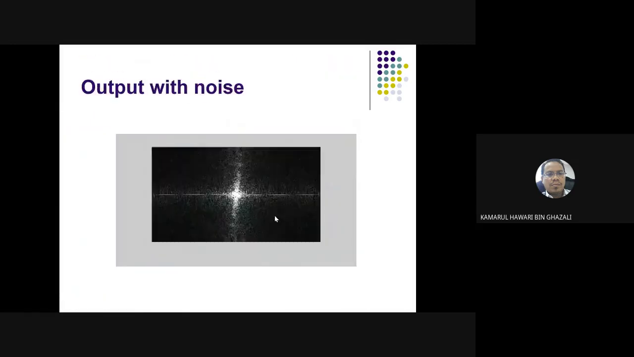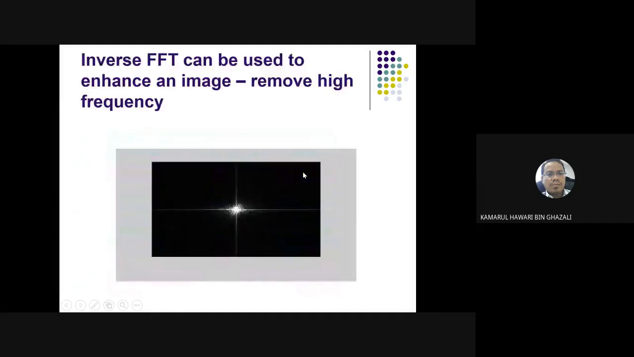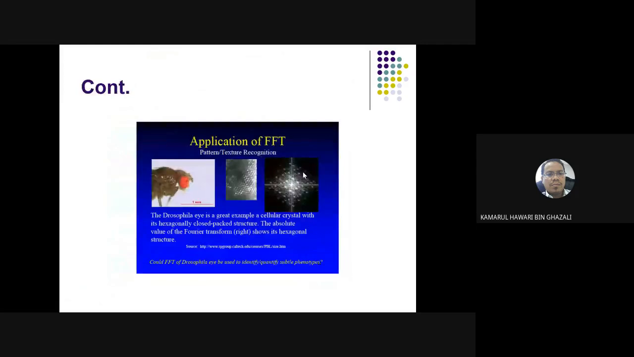Okay, so I just skip this one. So this is an example of how FFT can be used for image enhancement. This is the image with noise, so it does not look good. We want to get this output. Then by applying the Fourier series, we get this spectrum. Then apply a filter, then apply the inverse Fourier transform. So the final output image is now enhanced compared to the original image.